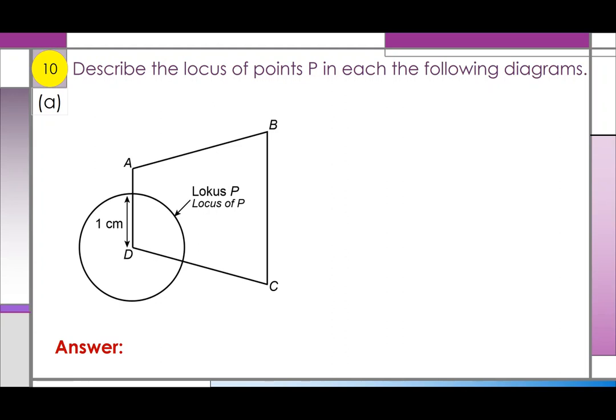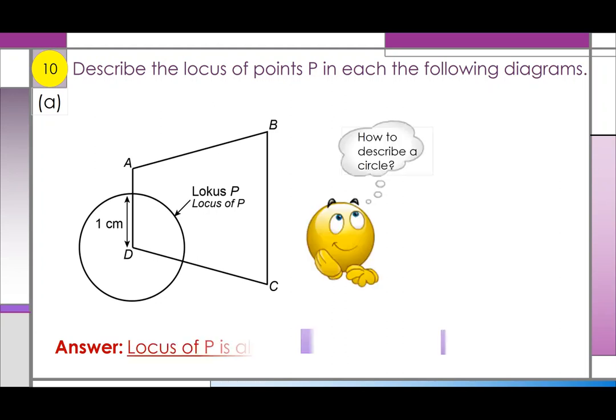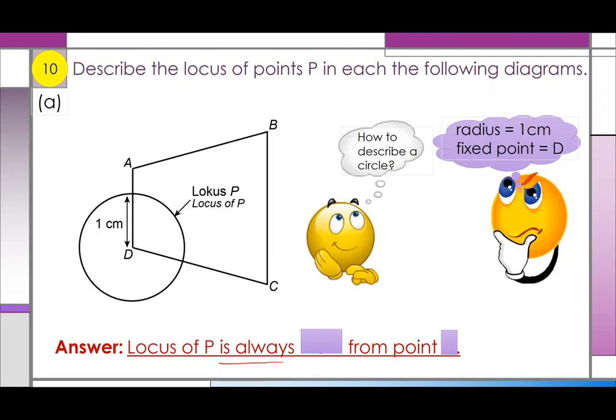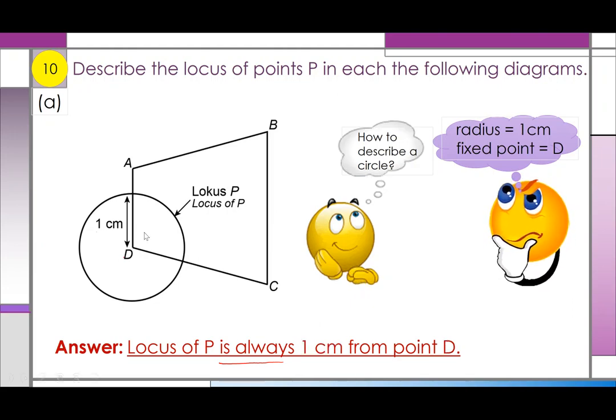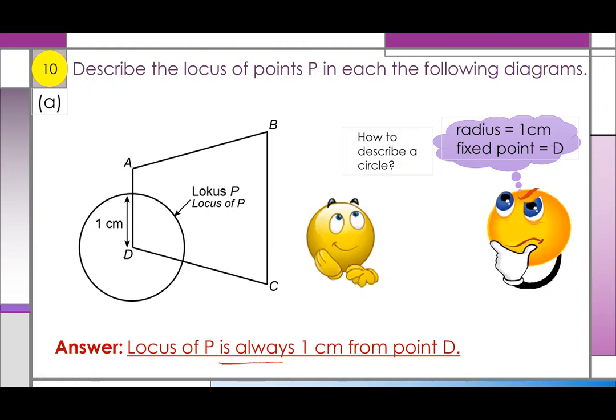Do you see? P is a circle. The fixed point is D. This is 1 cm. So how do we describe a point on a circle? The locus of P is always a circle. Always, you must write "always". Your radius is 1 cm from the point. The radius is 1 cm, and our fixed point is D. So we just write: it's always 1 cm from point D.